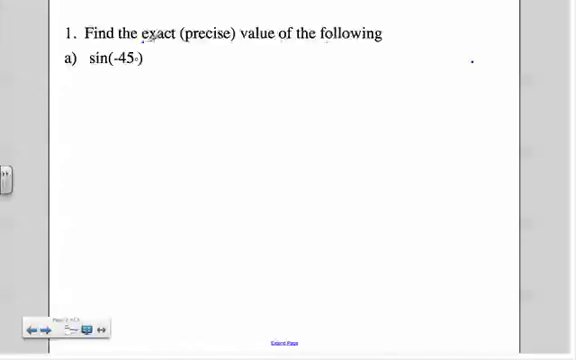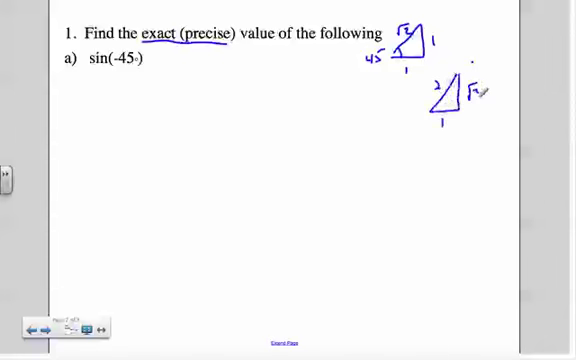So again, as soon as I see the words exact or precise, I just quickly sketch those two triangles. 1, 1, root 2, and I know that's 45, and 2, 1, root 3, that's 60 and 30, because whenever you're working with exact values, that's what you need to know, and I can pull anything off of there.